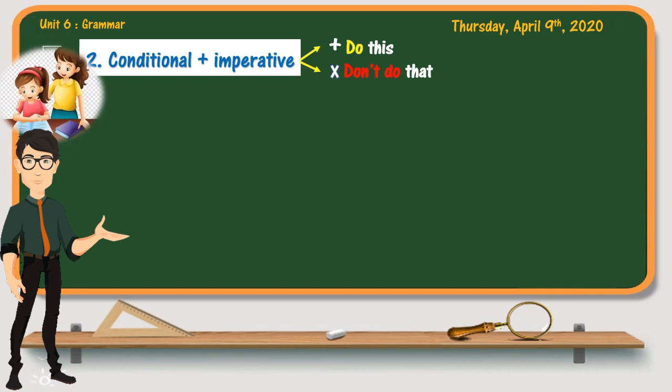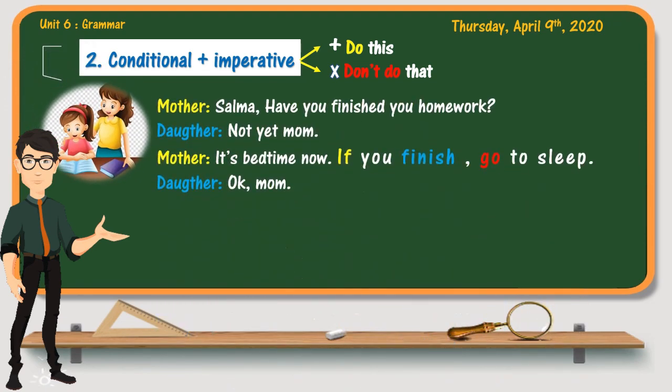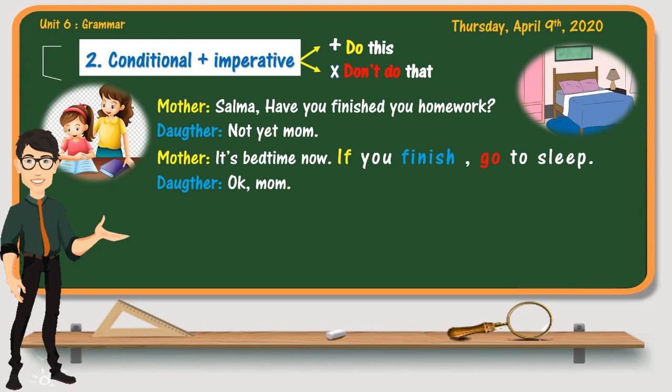Let us have a look at this dialogue between a mother and her daughter. The mother says, Selma, have you finished your homework? The daughter: Not yet, Mom. Mother: It's bedtime now. If you finish, go to sleep. The daughter: Okay, Mom.